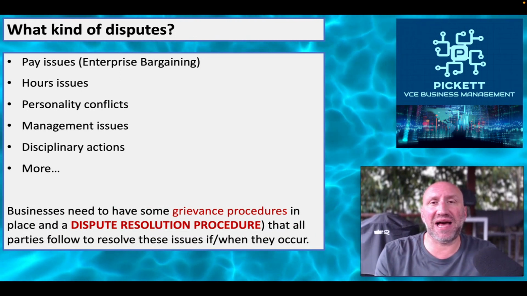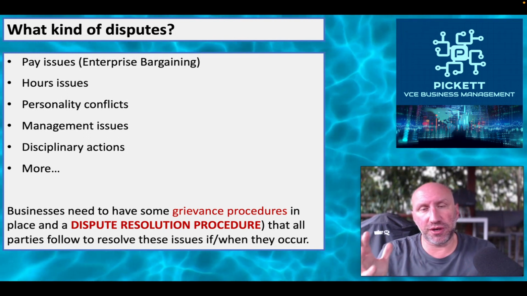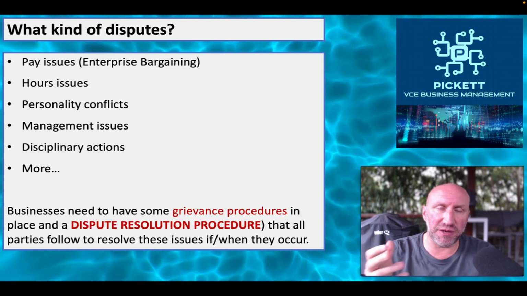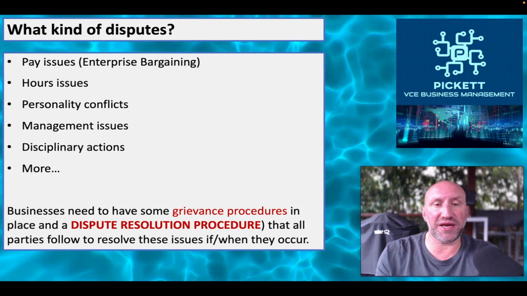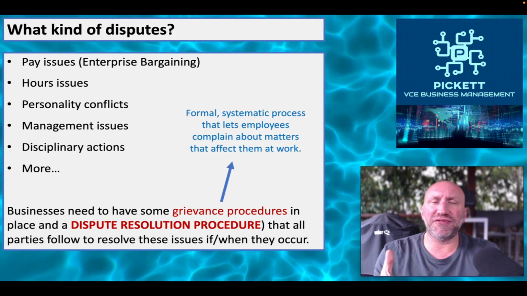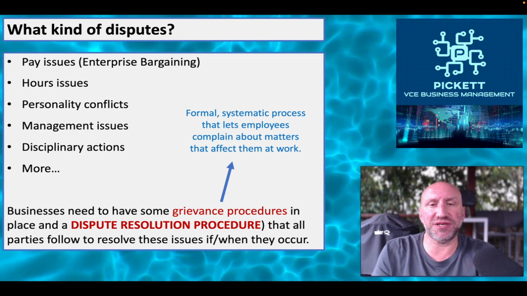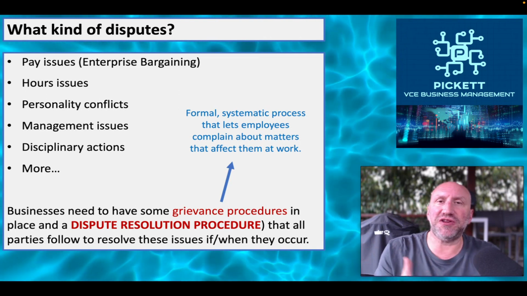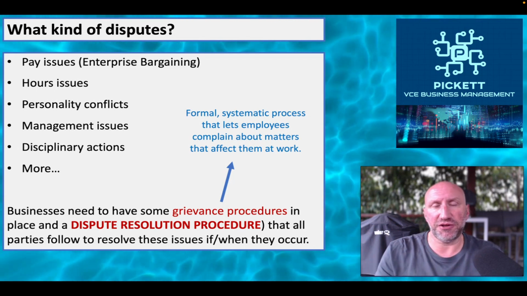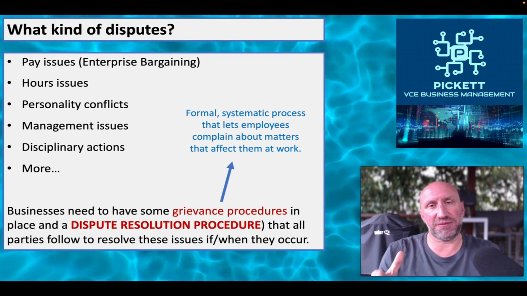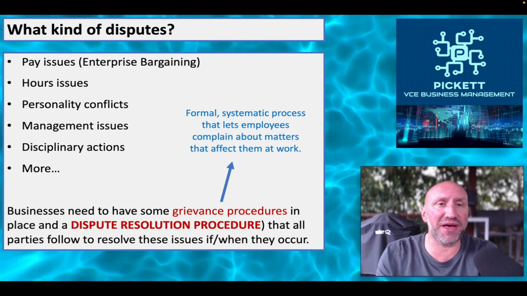Now, businesses have to have in place grievance procedures and a dispute resolution procedure that all parties follow, employees, employers, managers, whoever it might be, to resolve these issues if and when they occur. Grievance procedures, if you had to define that: a formal systematic process that lets employees complain about matters that affect them at work. So if you have an issue at work, you want to complain about something, there should be a procedure in place that you could refer to that shows you exactly the steps that you need to take to make your complaint. Nothing particularly complicated about that.